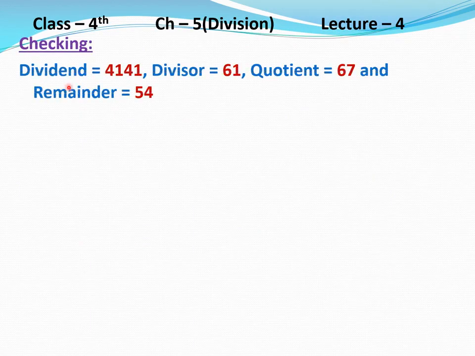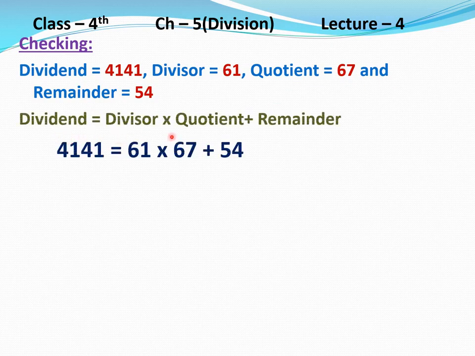Now dividend equal to 4141, divisor equal to 61, quotient equal to 67 and remainder equal to 54. Write down: dividend equal to divisor multiply quotient plus remainder. 4141 equal to 61 multiply 67 plus 54. First multiply 61 multiply 67.